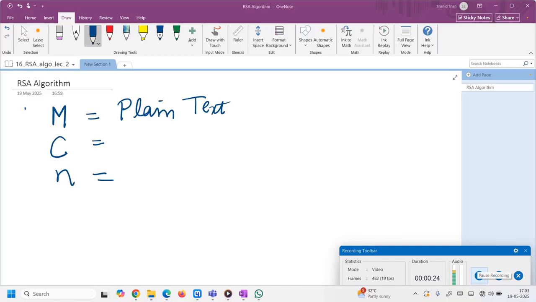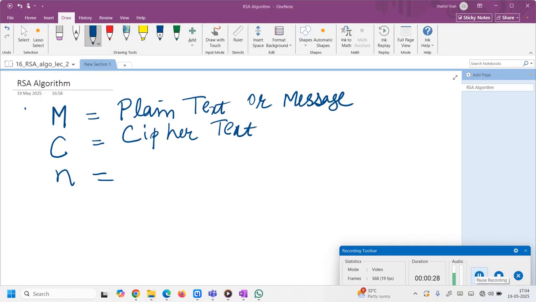We know that M denotes the plain text or message, C is the ciphertext. What is N? As we discussed in the previous class also, we will be basically transmitting the message in integers. The message M will be some integer. We will be using decimal rather than binary numbers, but definitely we need to convert it into binary.